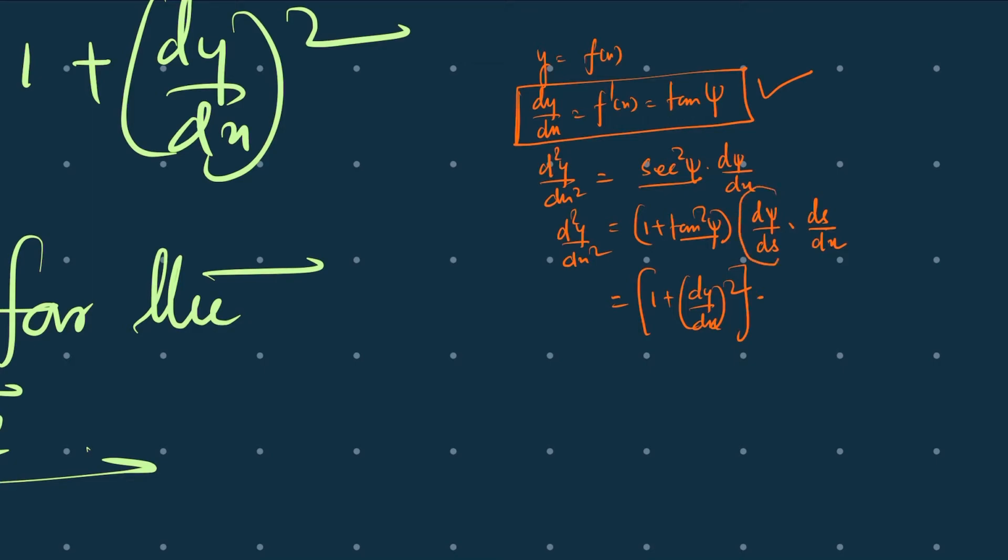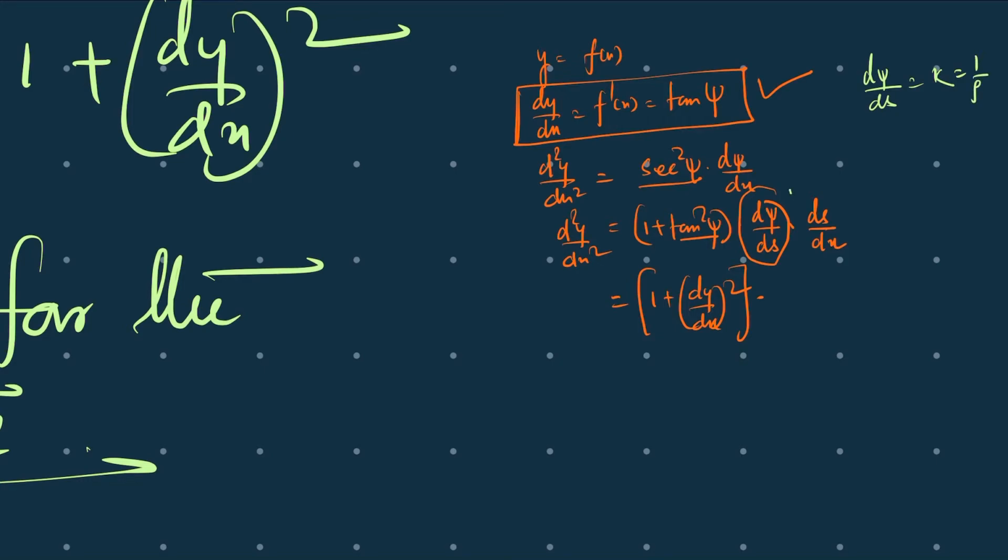Into what is this? d psi by ds. Just a little while ago we studied what is d psi by ds. d psi by ds is equal to k. What is k? k is equal to 1 by rho.